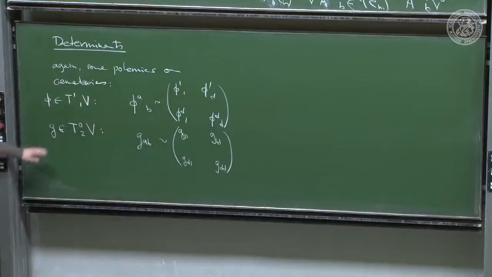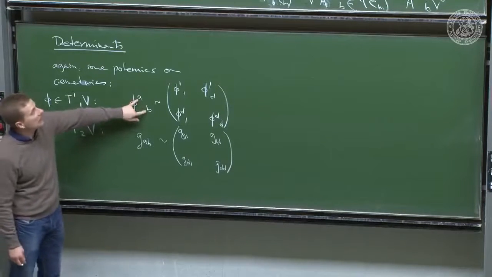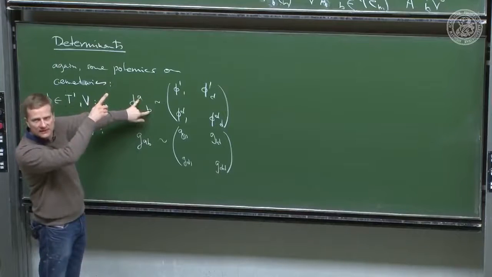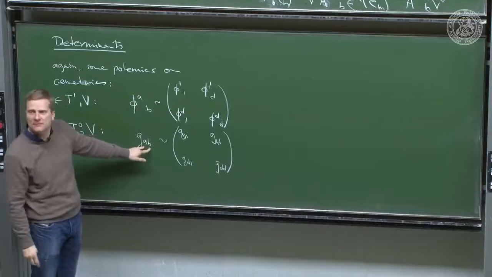Now, this is an endomorphism, or a 1-1 tensor, and this is a 0-2 tensor. Sometimes people call this a bilinear form. Endomorphism, bilinear form. Entirely different beasts. In particular, this one has an index up-down. The index up transforms with an A, the index down with a B matrix under change of basis. This guy transforms with two times a B matrix.